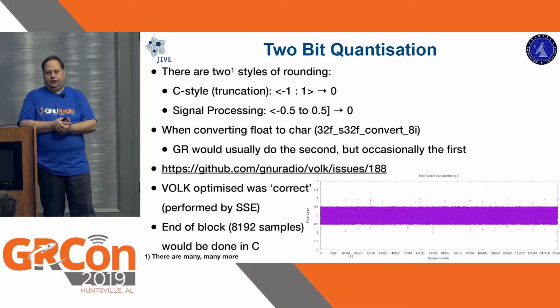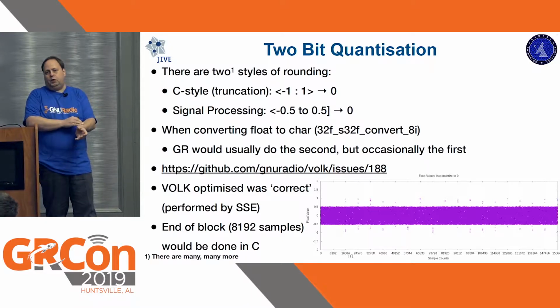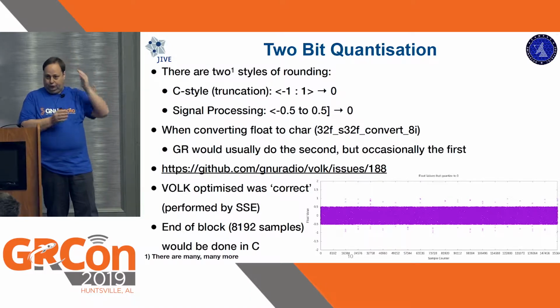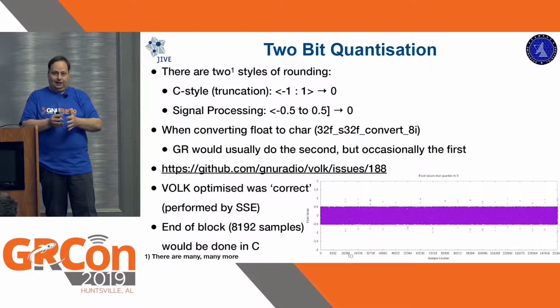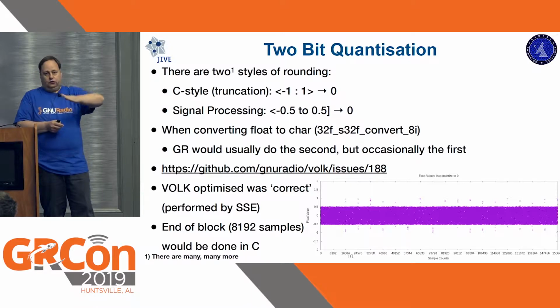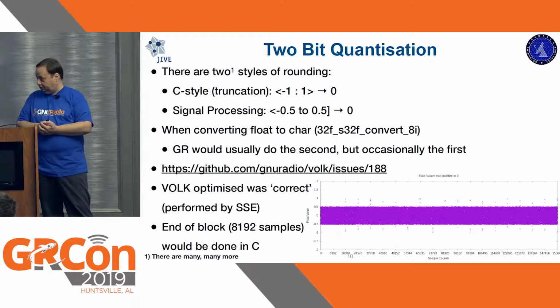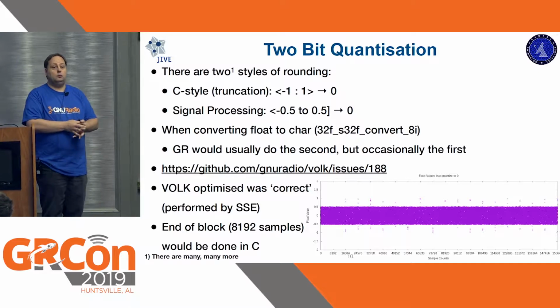There are 2 kinds of quantization. There's the C-style truncation, where everything between -1 and +1 actually gets rounded to 0. But in signal processing, we want more like anything between -0.5 and +0.5 to round down to 0, because otherwise you get a huge discontinuity in your rounding function. The nice thing is that GNU Radio would do both.